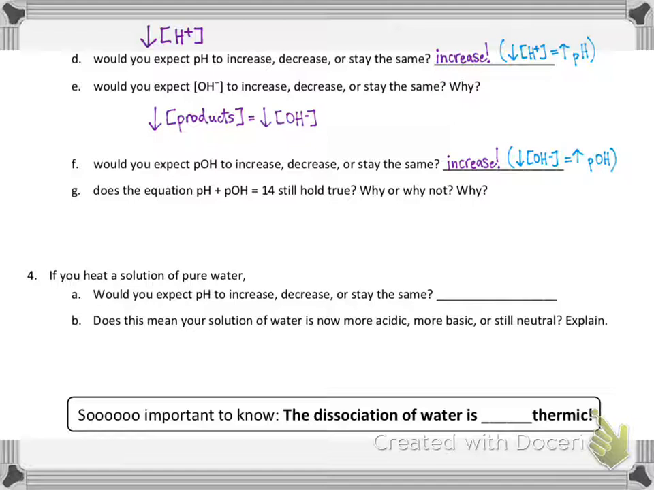Okay, so now we figured out what happened when we cooled the water, what happened to our concentration of our protons and hydroxide, and the pH and pOH. Well, remember this equation that we know and love, pH plus pOH equals 14? The question is, is that still true? Go ahead and see what you think, and when you're ready to check the answer, unpause the video.